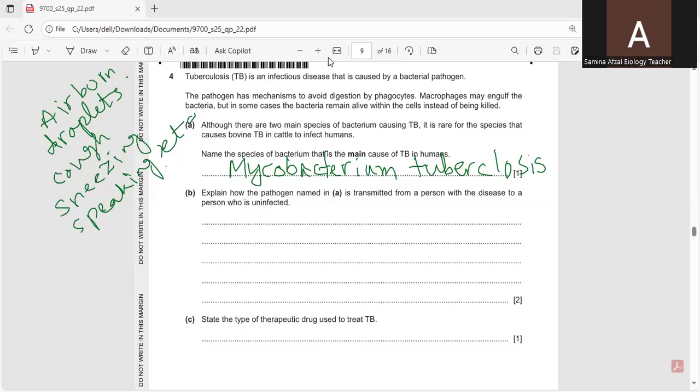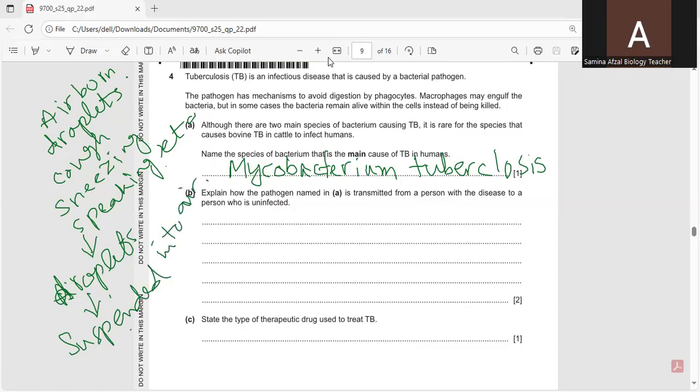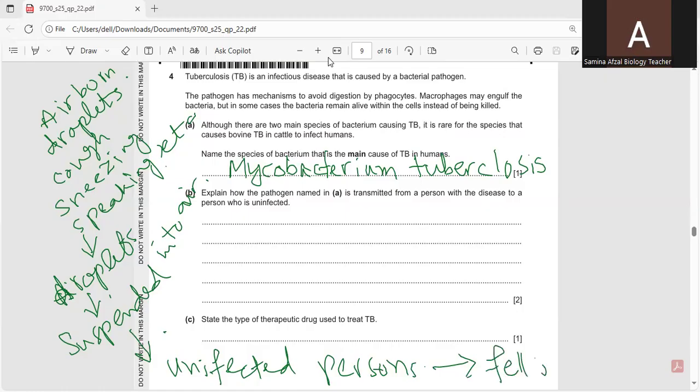As for example, these airborne droplets, tiny droplets, remain suspended in the air, and then they are inhaled by the uninfected persons. So these uninfected persons fall ill and have these bacteria inside their body.